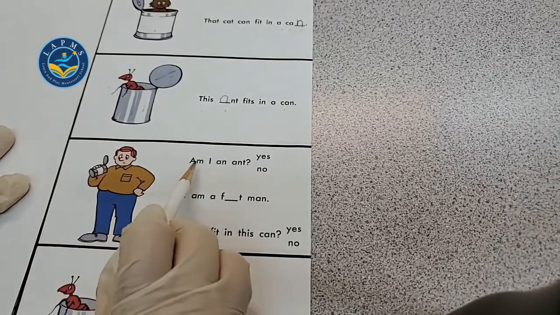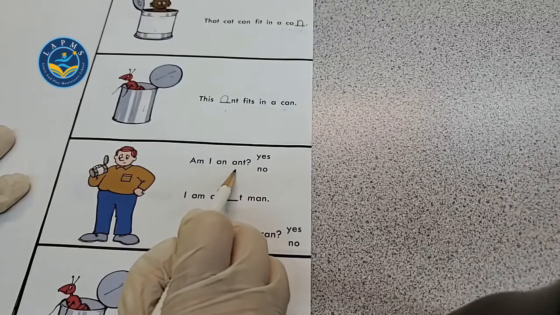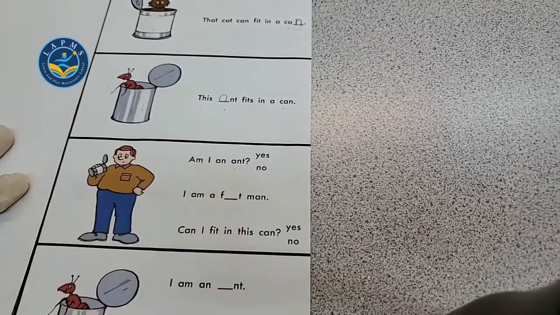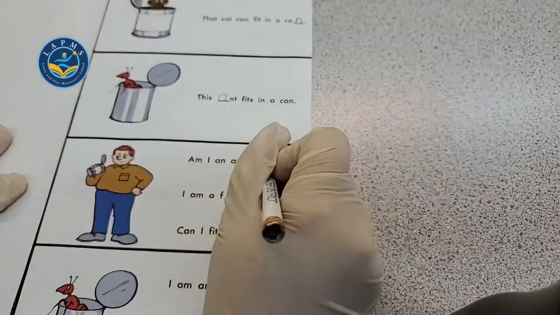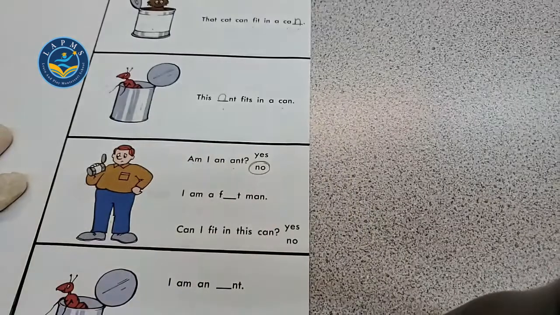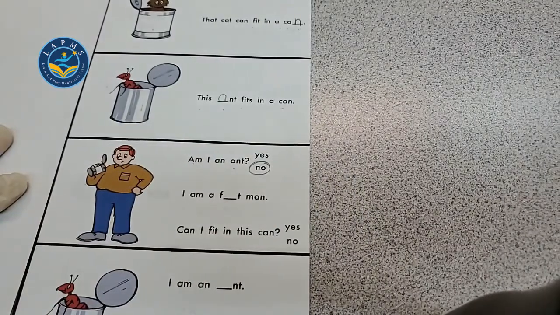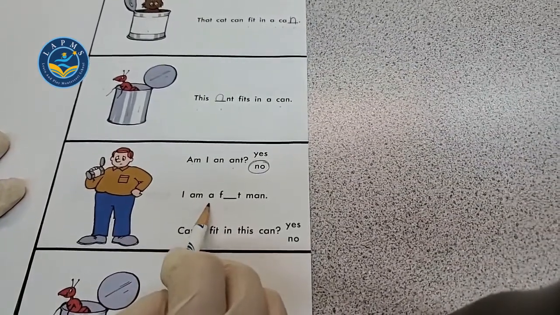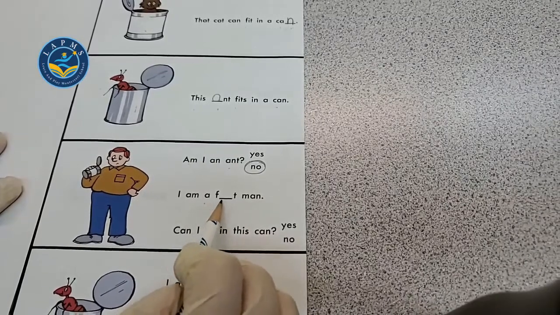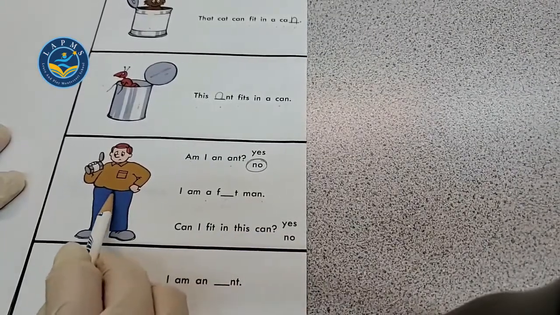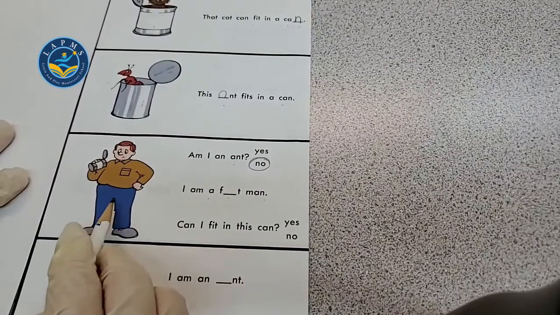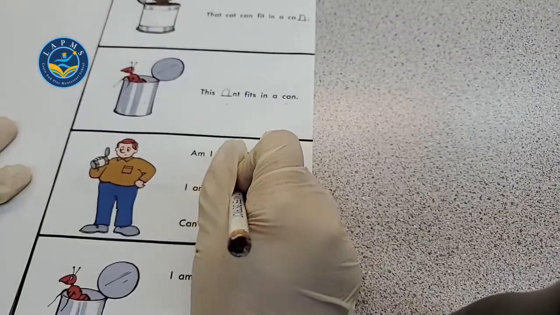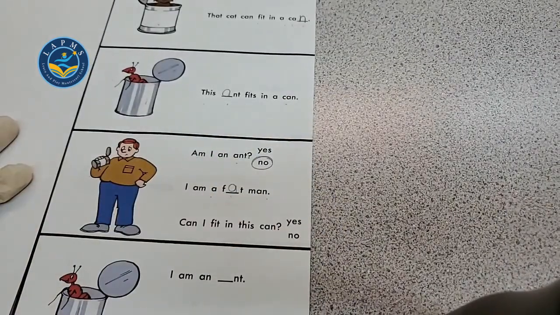What's next? Am I an ant? Is he an ant? No, I don't think so. He's not an ant. So we're going to circle no. All right. I am a, what? Fat man. Is he a fat man or a fit man? I think fat. So we're going to write fat. Okay.